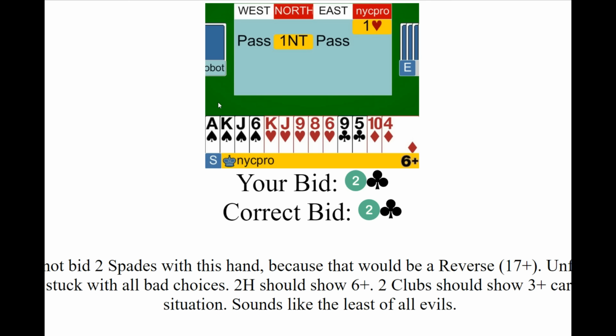Remember, we've opened one heart and now we're bidding a higher ranking suit at the two level. So if partner wants to return to hearts, they have to go to three hearts. And that is not acceptable, especially when partner has their bare minimum. So here we can't bid two spades. It shows 17 plus points. So now we're in a problem situation.